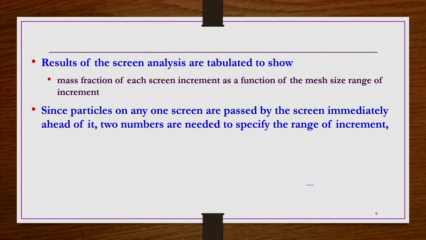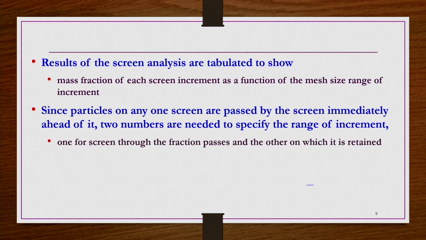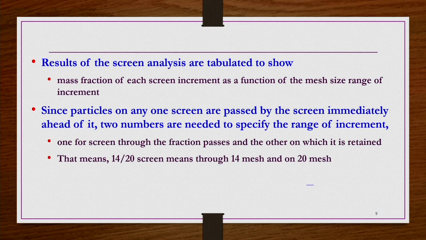And then since the particles on any one screen are passed by the screen immediately ahead of it, two numbers are needed to specify the range of increment, right. So, one for the screen it passes through, and the other one on which it is retained. That means 14 by 20 screen means that it is through 14 mesh and on 20 mesh. The different types of representations are there. This can also be represented as minus 20 plus 14, as I mentioned, that also we are going to see in the next slide.